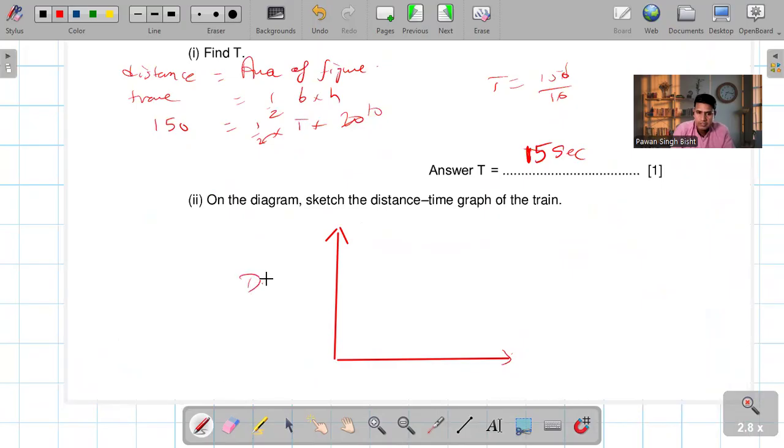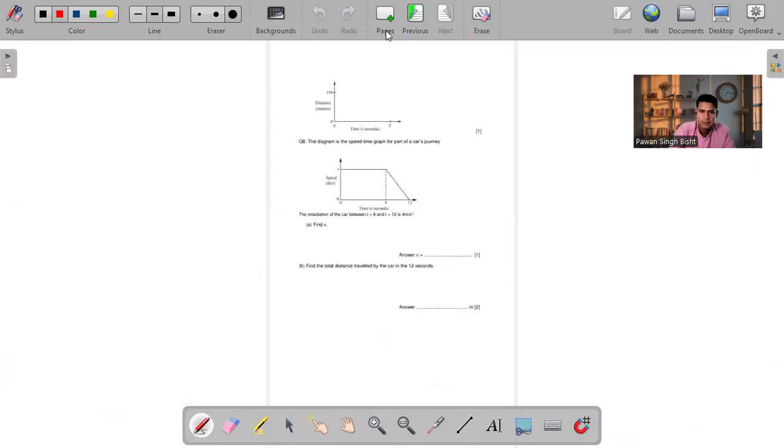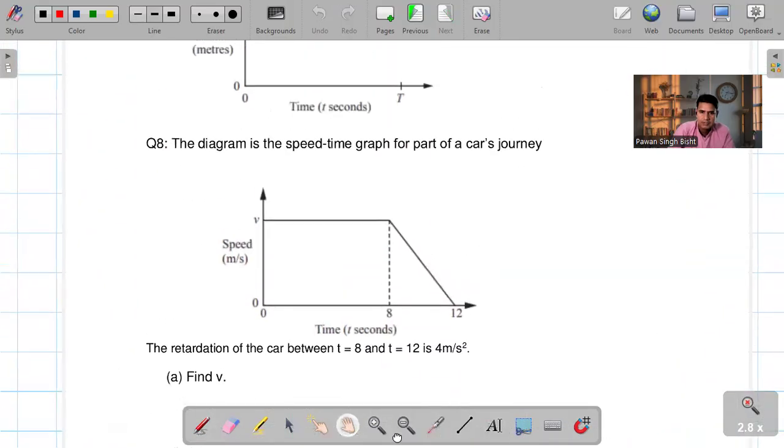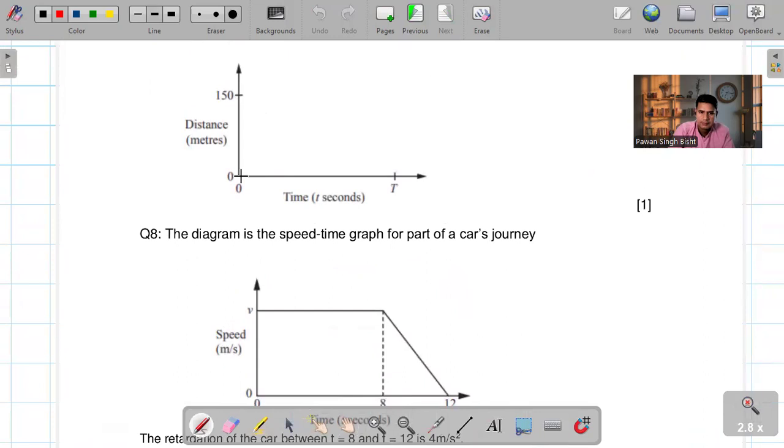So this is distance traveled. How much distance has been covered by the train in 15 seconds? 150 meters. So this is how your graph will be: in 15 seconds, 150 meters has been covered. They have already given it, so you just have to draw it like this.